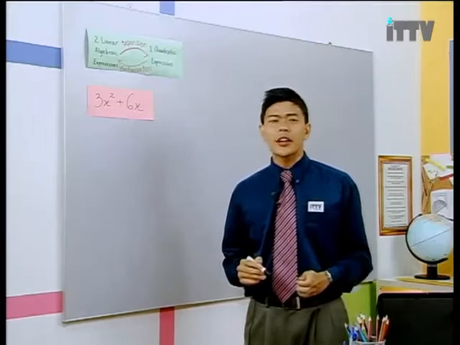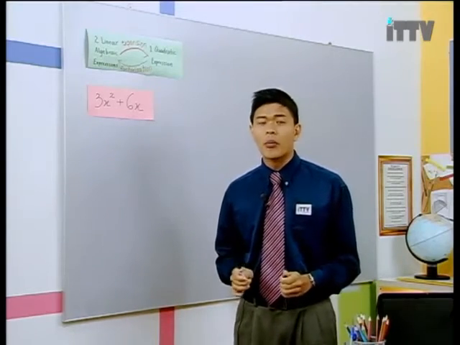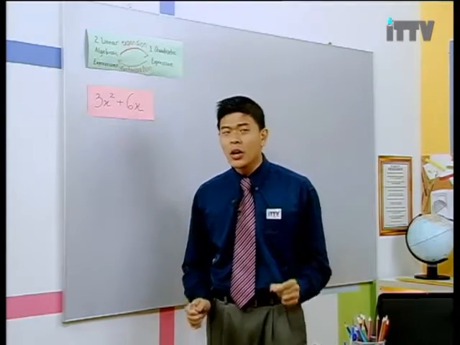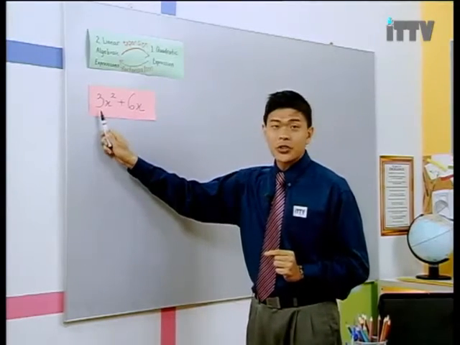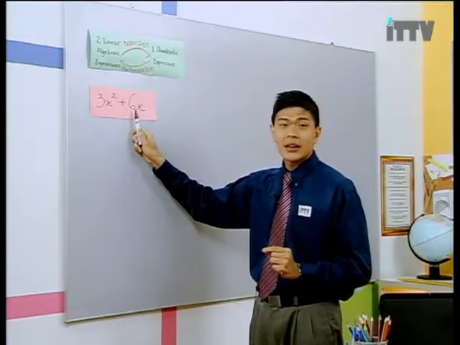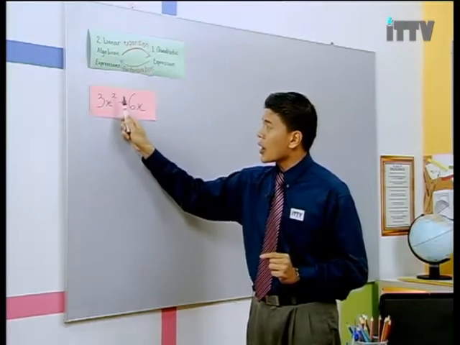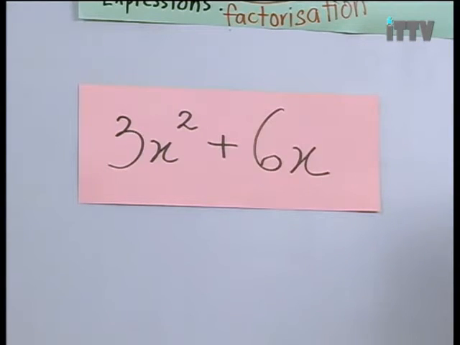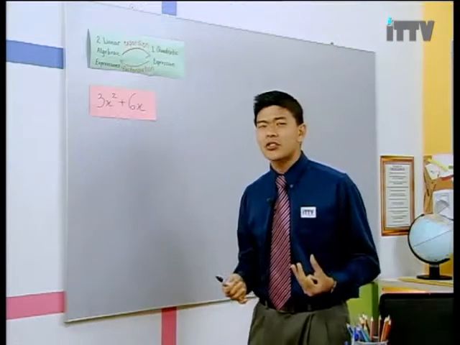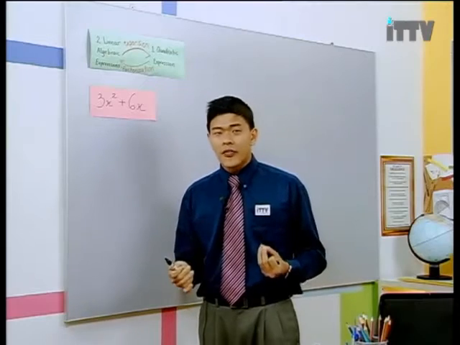When you are factoring a quadratic expression in the form of ax squared plus bx, in this specific example, a is 3 and b is 6. So it's 3x squared plus 6x. This is the first category of quadratic expression. So remember the 3 steps. How are you going to factorize?